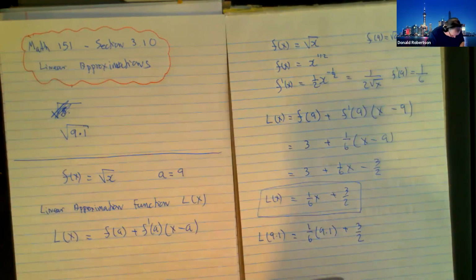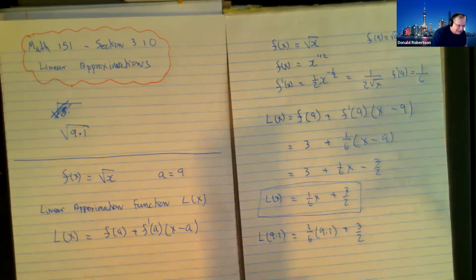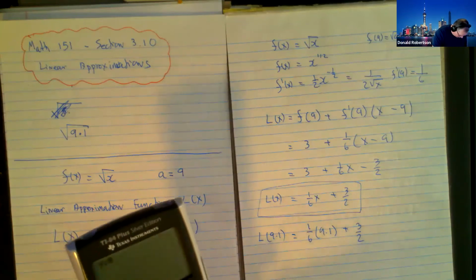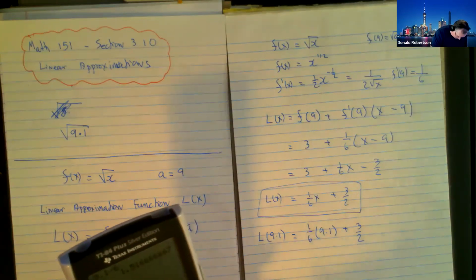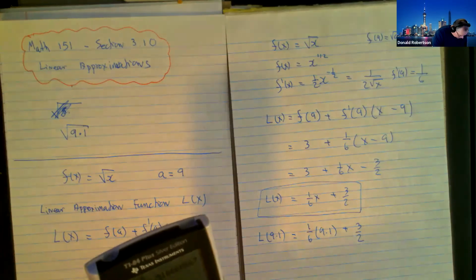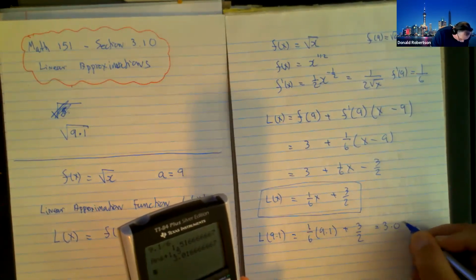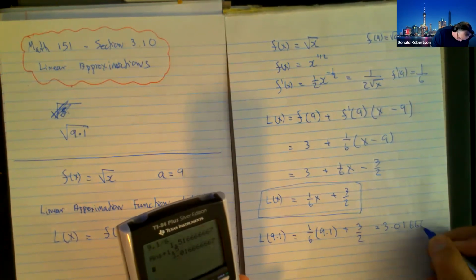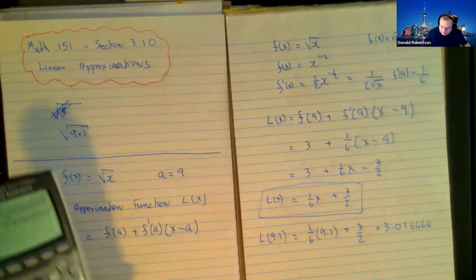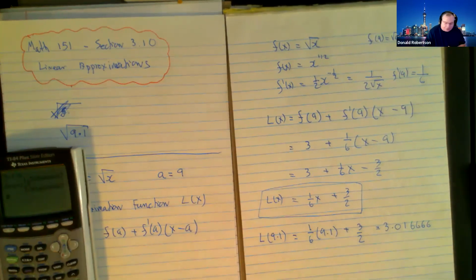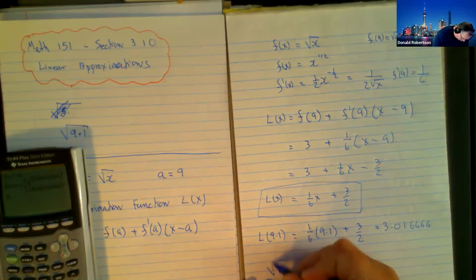And although that's cumbersome to do by hand, can you trust me? You can do it by hand, right? But for convenience, I'm just going to go 9.1 divided by 6, and then I'm going to add 1.5, and the answer I get is 3.01 and a whole load of sixes. And in a six-figure table, that would be the answer that you would see, maybe rounded off to 7. Let's see how good it is.